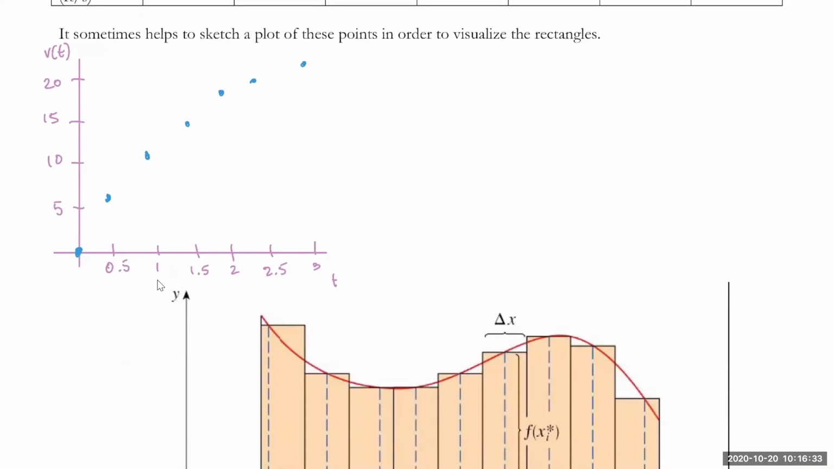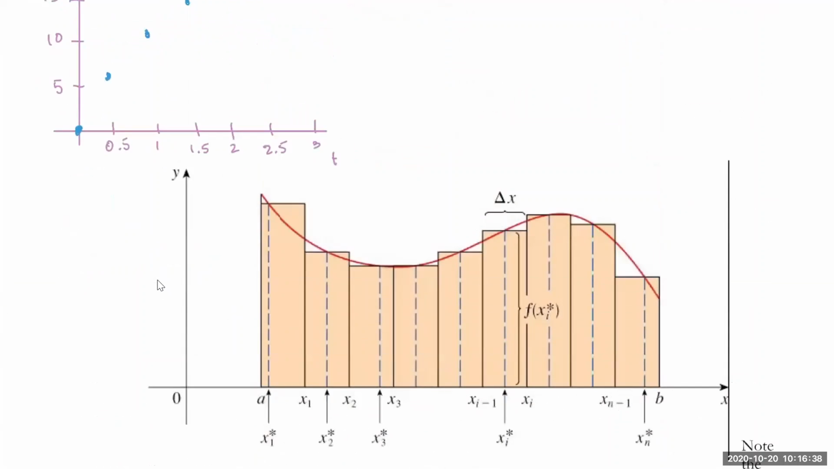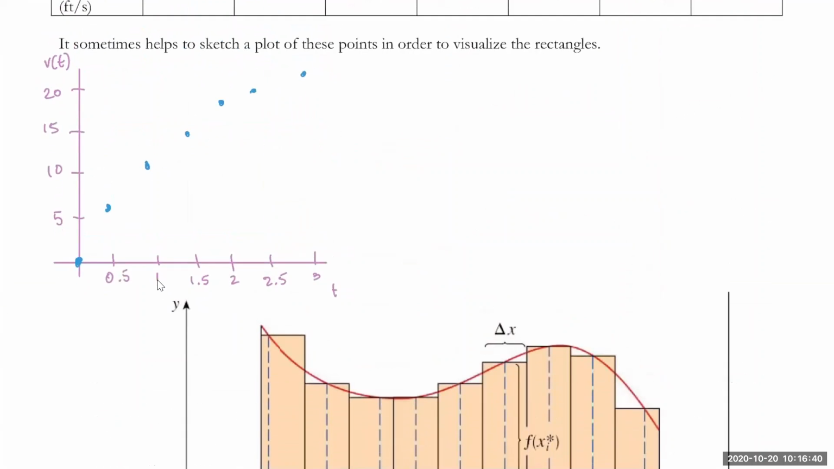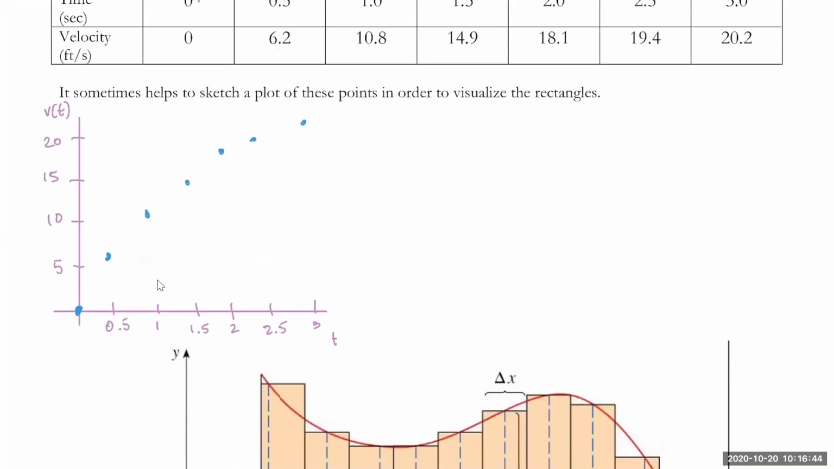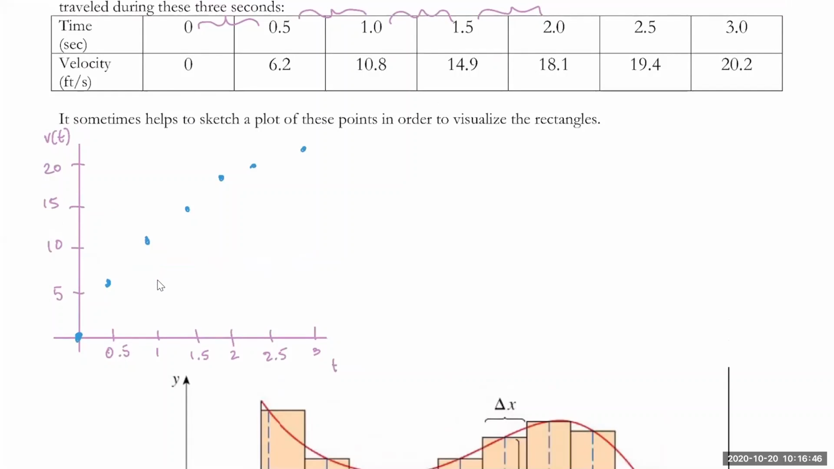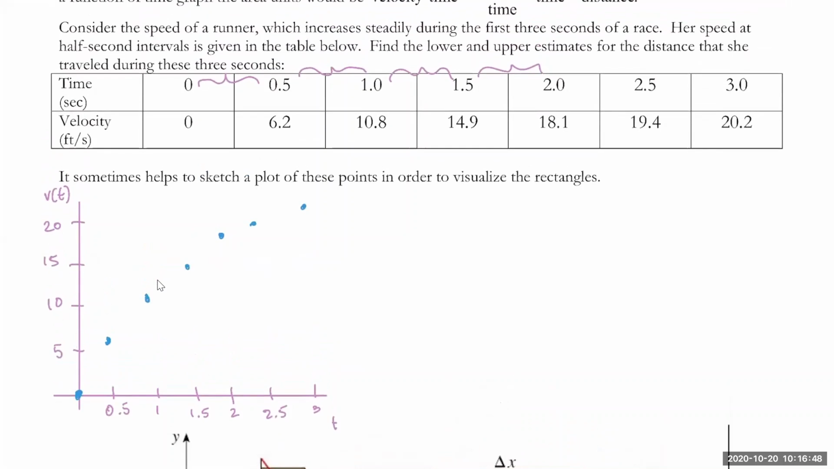Okay, so I believe we are on page 6, and the last time we talked yesterday, we were in the process of graphing this velocity table of values given time. We're going to go back and read the question, and it asks us to consider the speed of the runner, which increases steadily during the first 3 seconds of the race. Her speed at half-second intervals is given in the table below. Find the lower and upper estimate for the distance that she traveled during the 3 seconds.